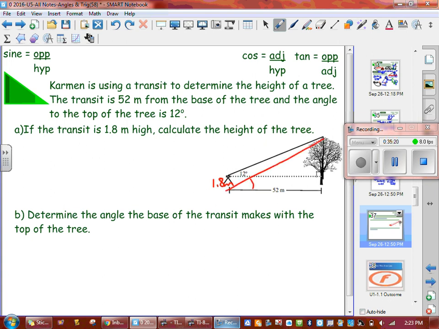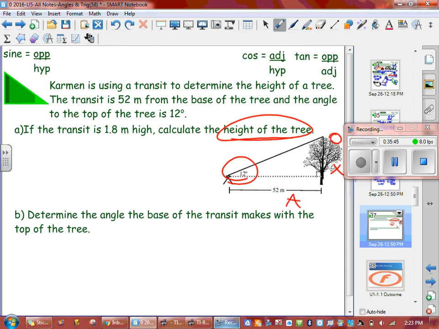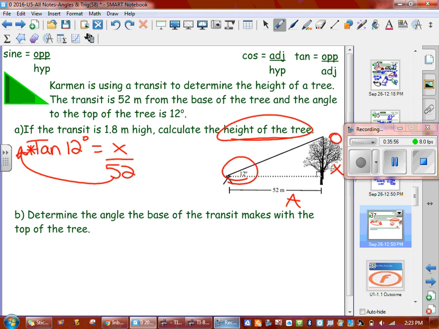So as we're finding height of the tree, we label our diagram. I'm just going to take this off first because that's for part B. So we label 12, we have our opposite and our adjacent. So tan of 12 degrees equals x over 52. Unknowns on top, the bottom will come over and multiply. So x is equal to 11.1. Okay, so we've got 11.1. Let's just check our work.